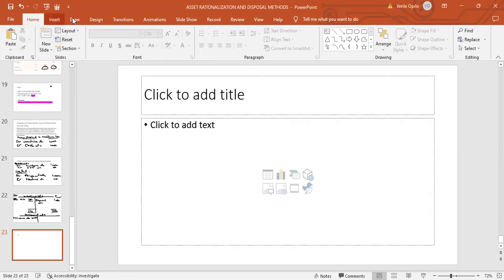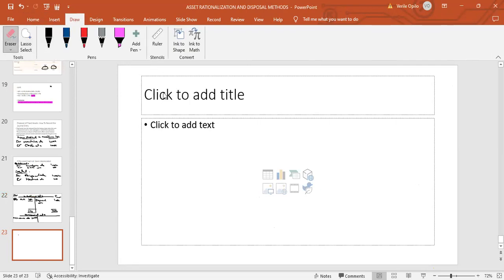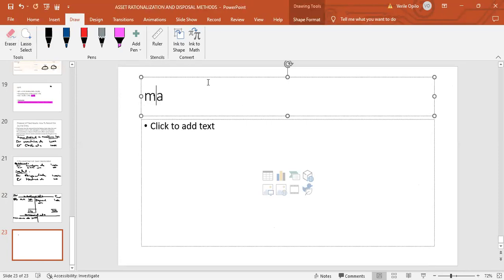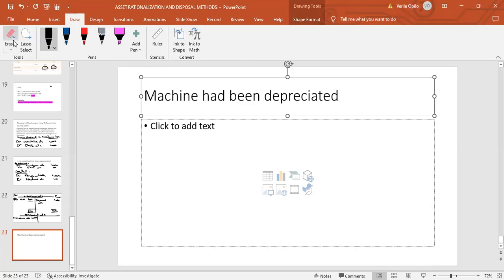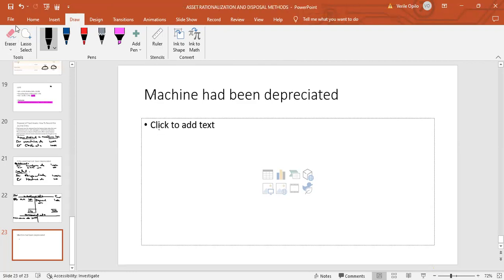But you'll find that in most cases, machinery is depreciated. So let's look at a case whereby the machine had been depreciated. Let's say still we have that machine, and the machine was worth 100,000 Kenya shillings. What happens is that you usually record depreciation when it comes to the machine. So let's say you had a machine, and this machine had been bought at 100,000 Kenya shillings.